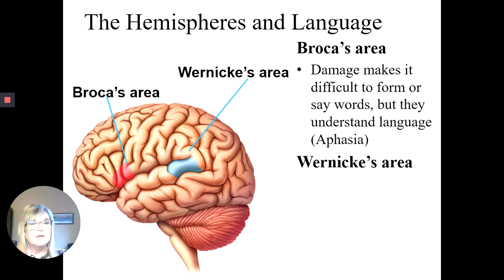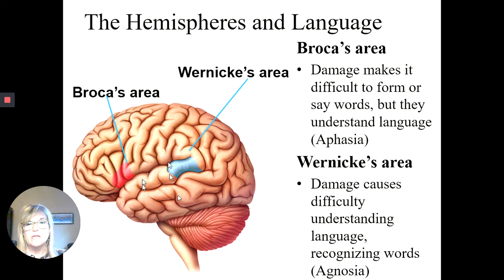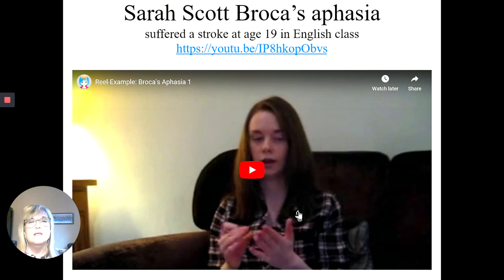Wernicke's area is on the temporal lobe, and it causes the person to have trouble understanding language. So this is where you hear language and process language, and they have a really difficult time understanding language, recognizing words, saying words. It's probably a more difficult deficit than Broca's area, but these are very common injuries when people have strokes. This is a really good video.